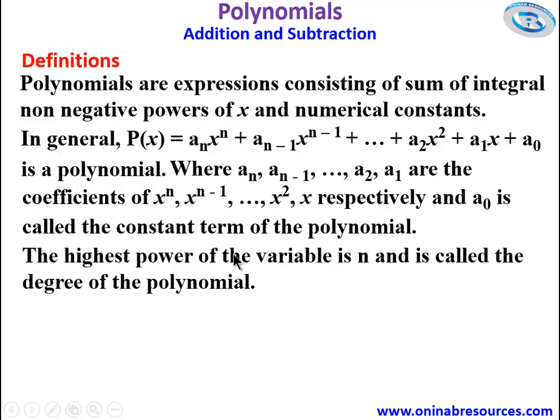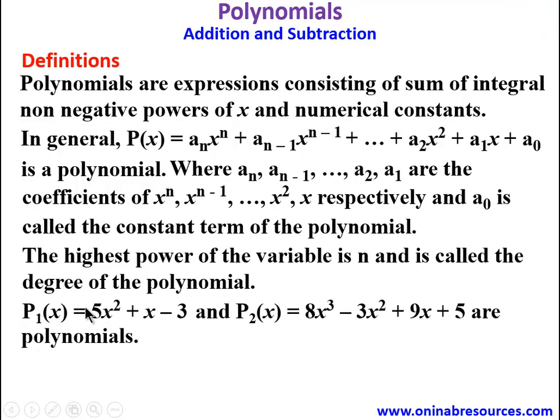The highest power of the variable is n and is called the degree of the polynomial. If n is 3, it will be a polynomial of degree 3. If n is 5, it is called the polynomial of degree 5.